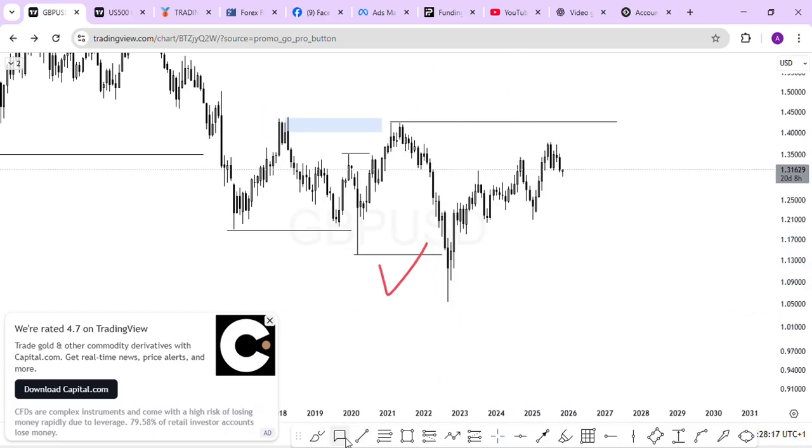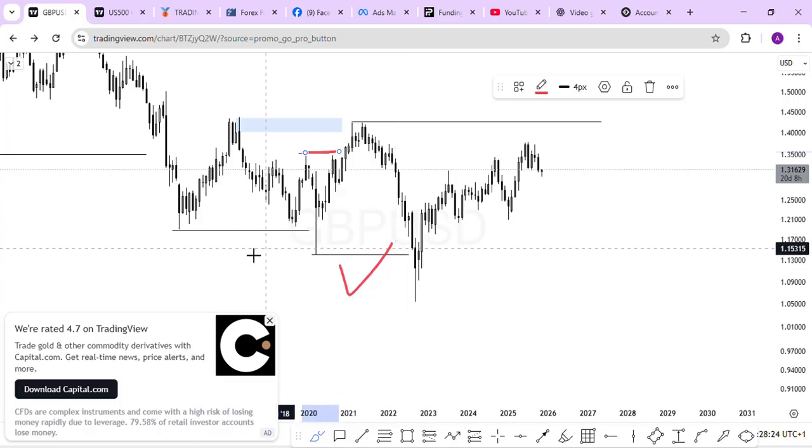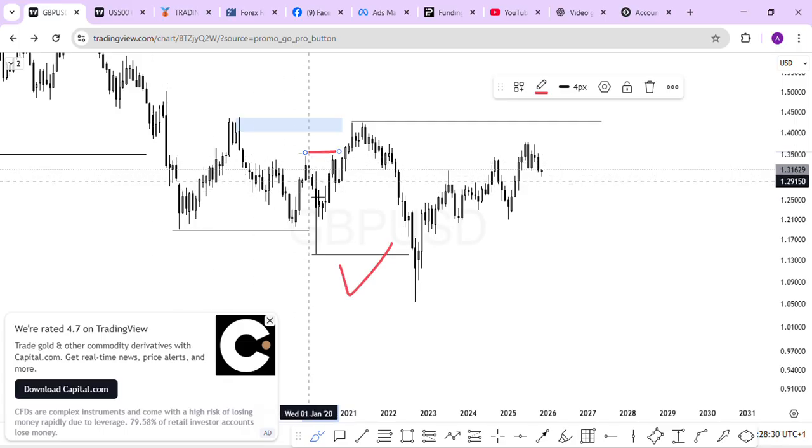Why? Because inducement was taken out, then mitigation happened. The concept is, if you look at this attempt, I said this is not a break of structure. Why? Because there was no inducement here, and the market refused to close. But that's not even the reason. The major reason is because there was no inducement there.